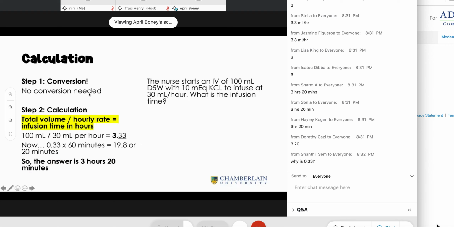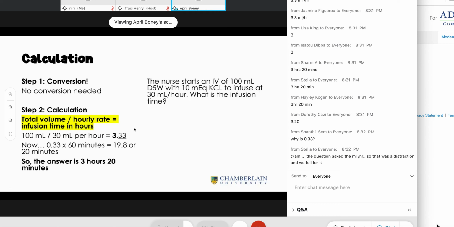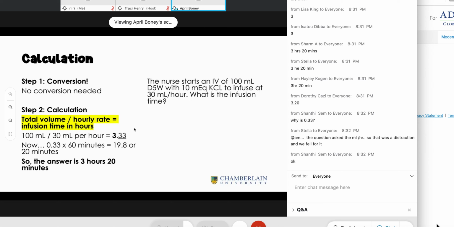Okay, why is it 0.33? Because you already have your hours. You only have to figure out how many minutes is 0.33% of an hour. Because this is a decimal, right? A decimal times 100 is a percent. So it's 0.33 or 33% of an hour. And 20 minutes is 33% of an hour.